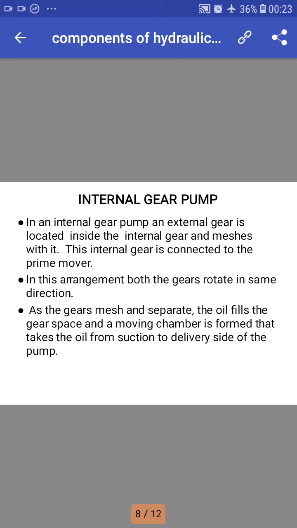In the internal gear pump, an external gear is located inside the internal gear and meshes with it. This internal gear is connected to the prime mover. It means the internal gear teeth will rotate and the external gear is stationary. With this arrangement, both the gears rotate in the same direction. As the gears mesh and separate, the oil fills the gear space and a moving chamber is formed that takes the oil from the suction side to the delivery side of the pump.